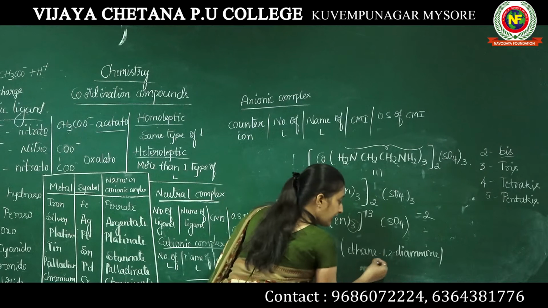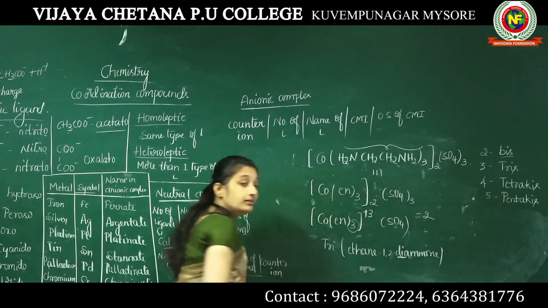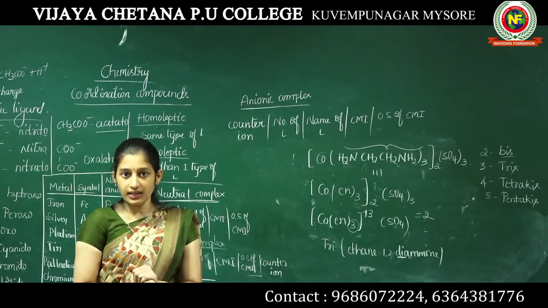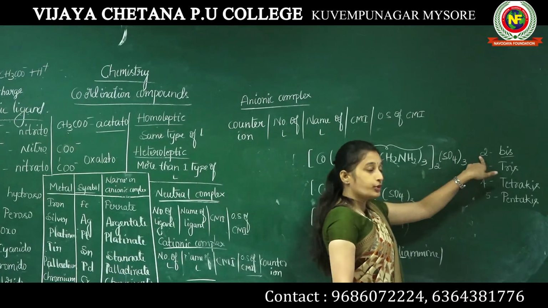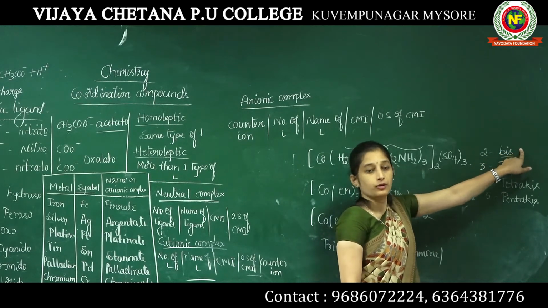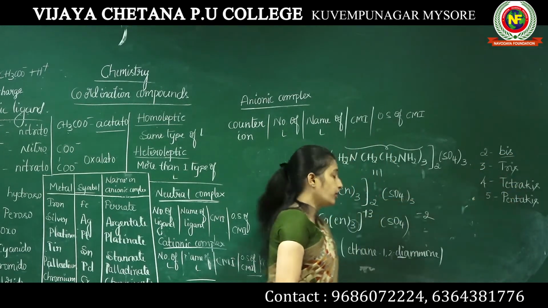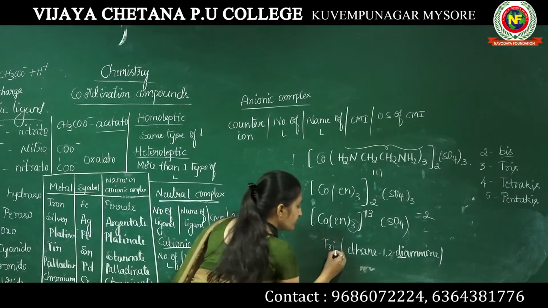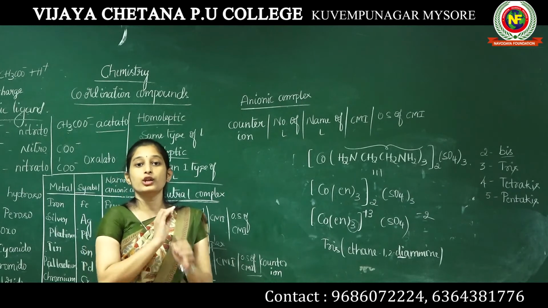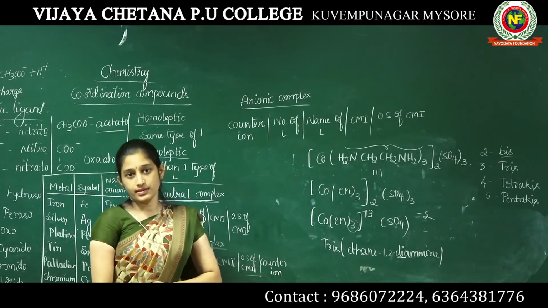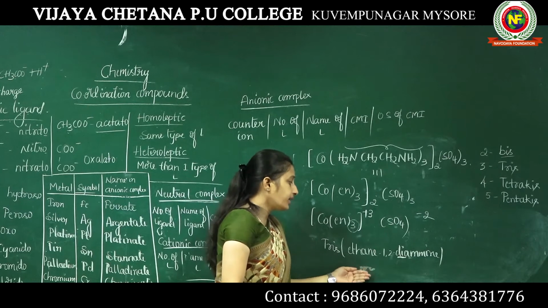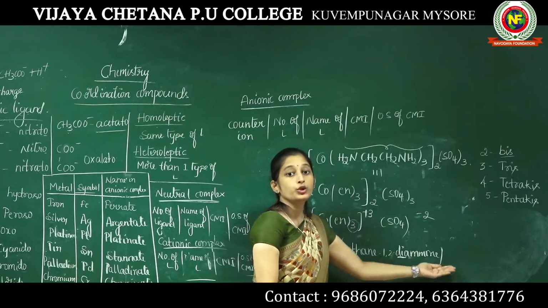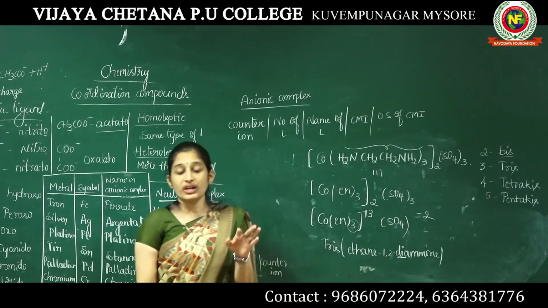Because if di, tri, tetra already appears in the ligand name, then suppose it occurs 2 times, we must use bis; if 3 times, we must use tris. How many times? 3 times. That's why this becomes tris, not tri. Using tri would be wrong. It becomes tris ethane 1,2-diamine.